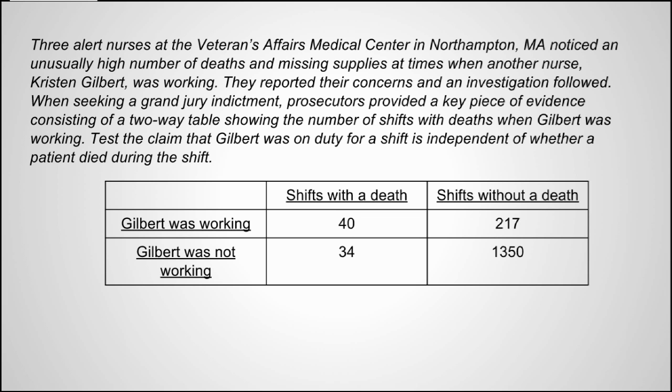When seeking a grand jury indictment, prosecutors provided a key piece of evidence consisting of a two-way table showing the number of shifts with deaths when Gilbert was working. Test a claim that Gilbert was on duty for a shift is independent of whether a patient died during the shift. Now, I know that the problem is asking for whether the two variables are independent, and we are given a two-way table of observed values, so we know we should perform a chi-squared test of independence.